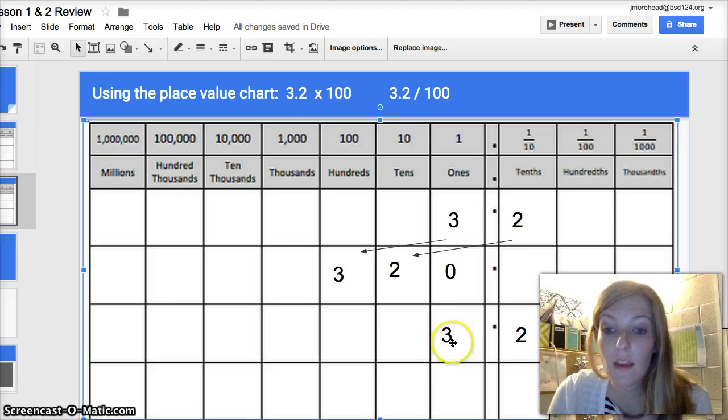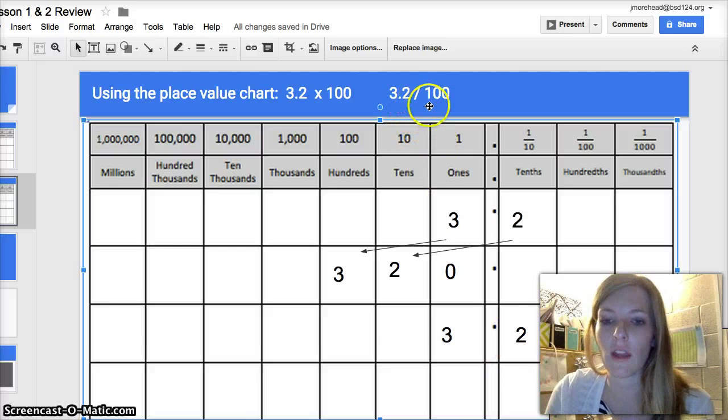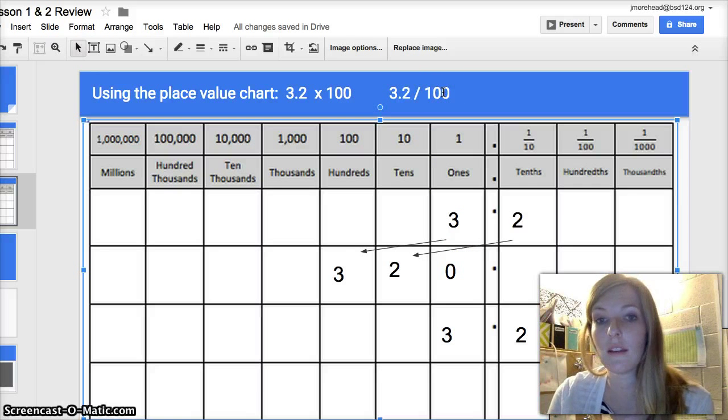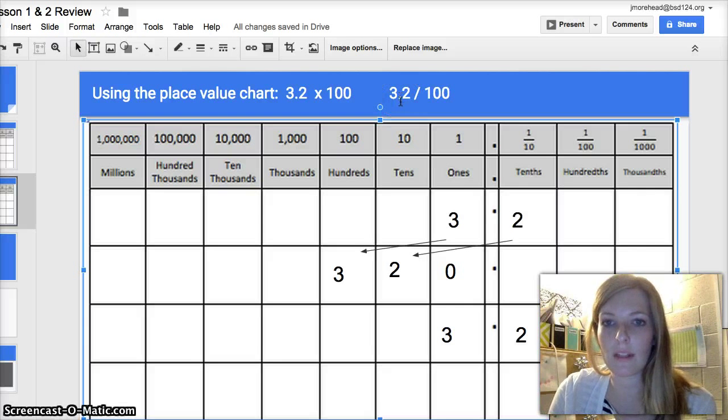So with 3 and 2/10 dividing by 100, you're not really going to be able to see it because my picture is in the way. So this one will be a good example for us to try and solve without using the place value chart. I'm dividing by 100, which means my number is going to be getting smaller, and I'm going to be moving my decimal place to show that my number is getting smaller. So do I want my decimal to move this way or this way?